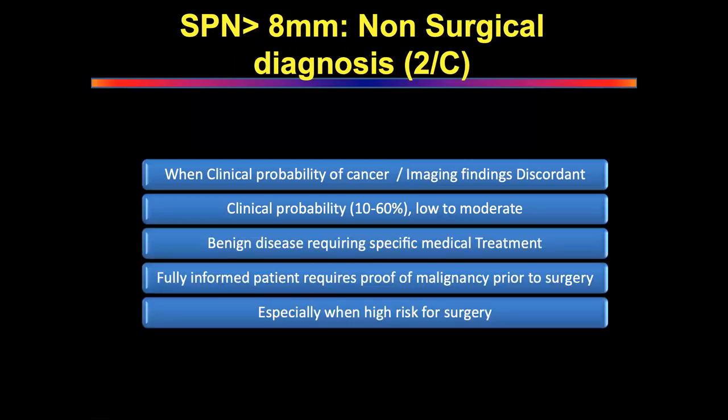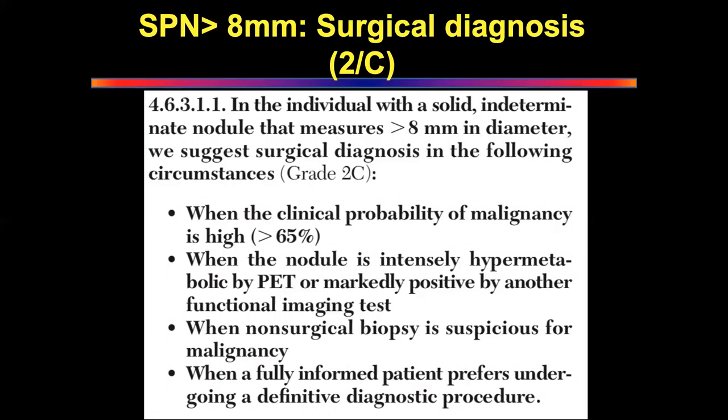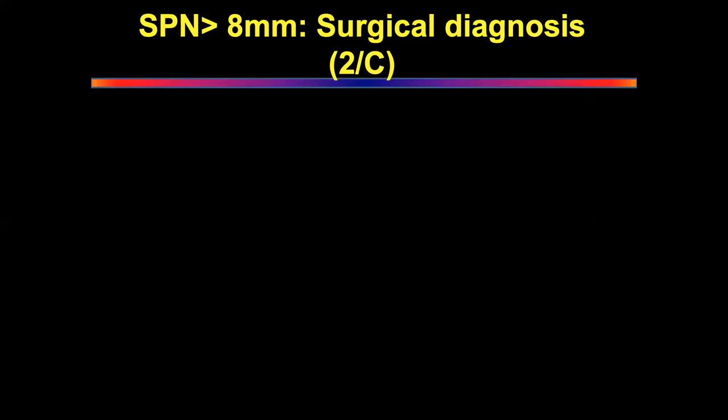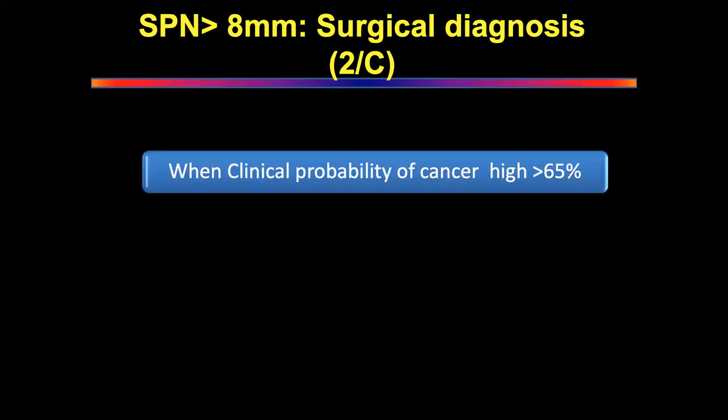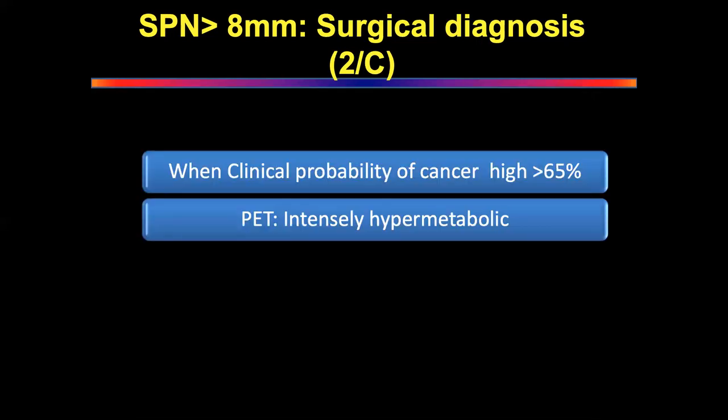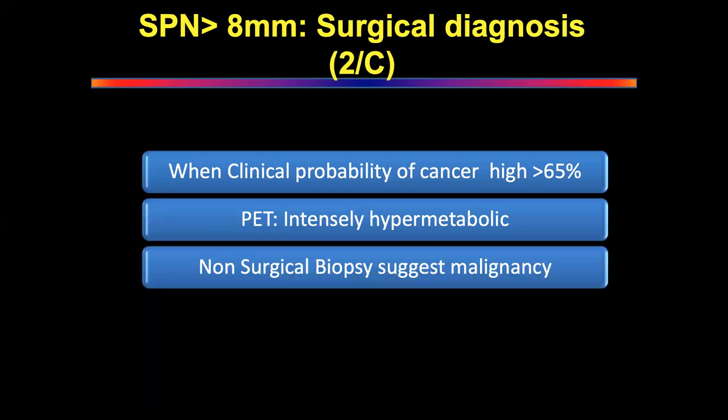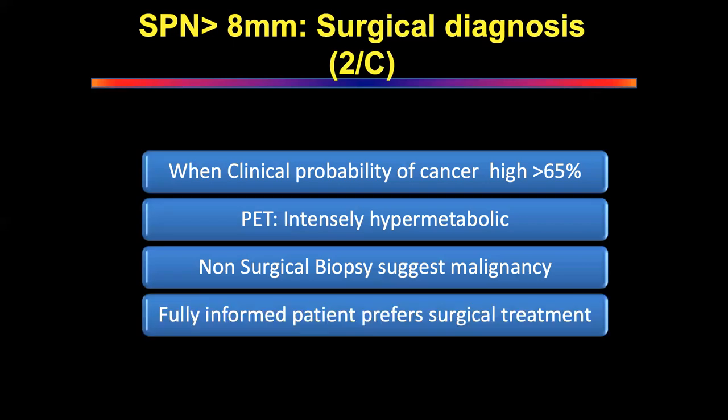Okay, this is when you do that. So non-surgical: these are all the situations when you want to do a non-surgical biopsy as opposed to a surgical biopsy. Now, surgical diagnosis. How do you do a surgical diagnosis? When clinical probability of cancer is high, when there is intense metabolic activity in a PET scan, a non-surgical biopsy suggests malignancy, and a fully informed patient prefers surgical treatment. So this is when you do a biopsy.